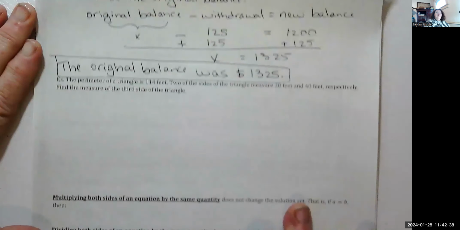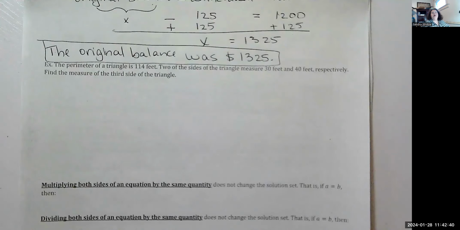All right. The perimeter of a triangle is 114 feet.